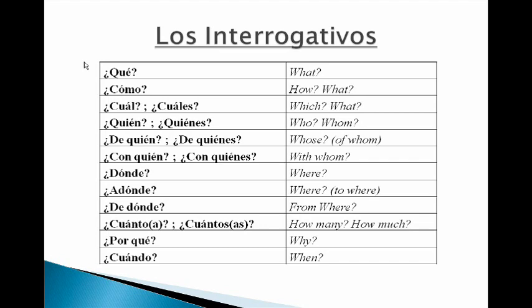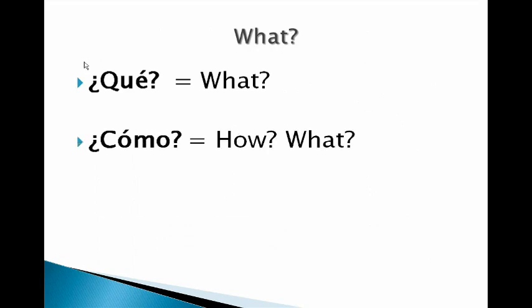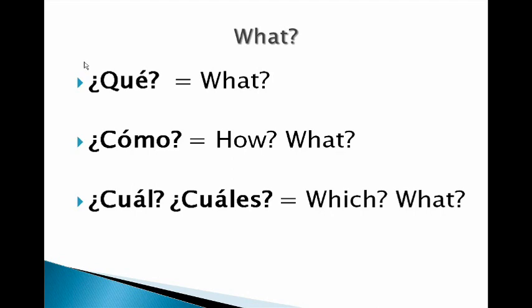¿Cuándo? Now let's first start by looking at the different ways to say what. Like I said, there are 3 ways: ¿qué?, ¿cómo?, ¿cuál? and ¿cuáles? The confusion between these is mostly about using ¿qué? or ¿cuál? or ¿cuáles? ¿Cómo? is pretty easy because most times it means how, but ¿qué? and ¿cuál? can get a little confusing.